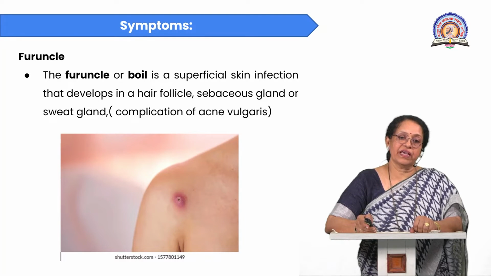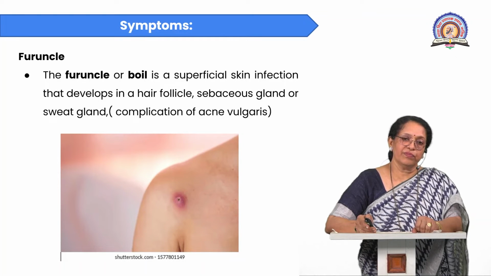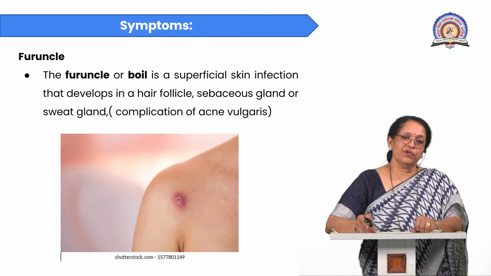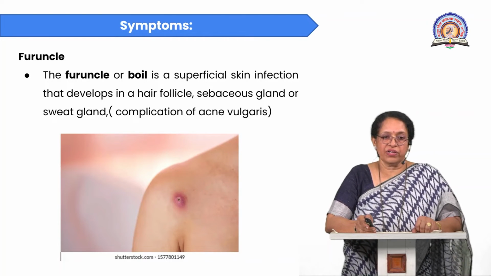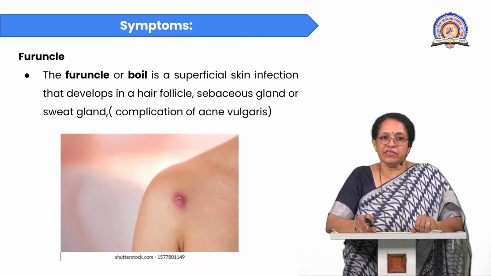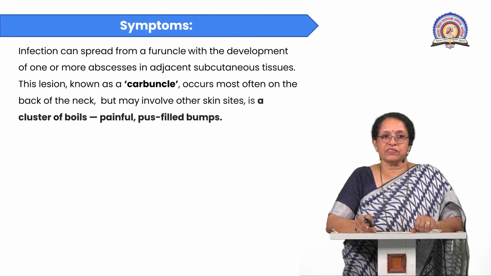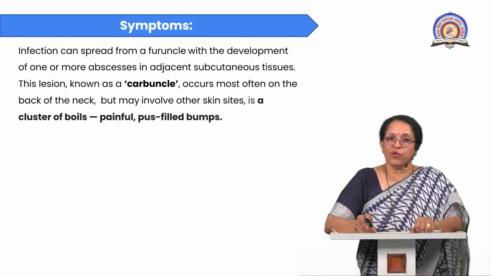This furuncle appears like this, as you can see in the figure, which is nothing but erythema and edema of the area. Erythema is reddening of that area. Edema is a slight swelling, and in the center you can observe some exuding material containing abundant Staphylococcus aureus with a small amount of pus. This is the initial symptom of a cutaneous infection by Staphylococcus aureus. This infection can spread from the furuncle with the development of one or more abscesses.